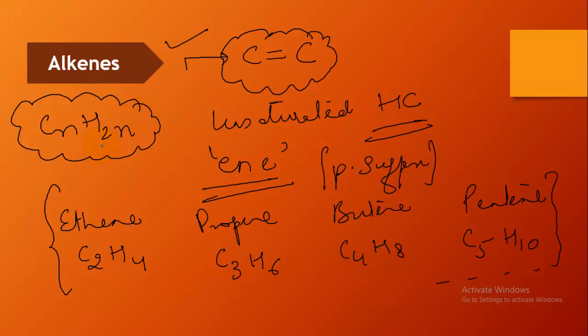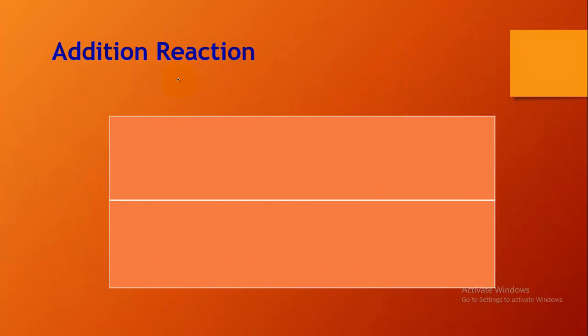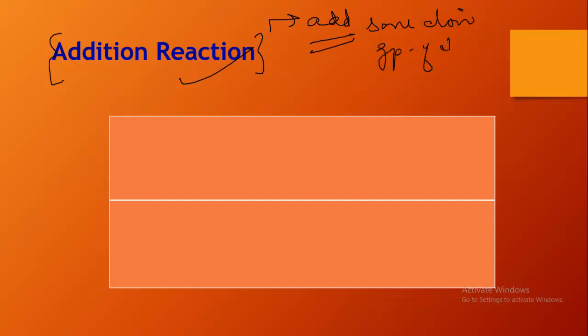Now let's learn what important reactions, or you can say the chemical properties, alkenes possess. They commonly show an addition reaction. First, what is an addition reaction? Look, an addition reaction is a reaction, as the name suggests, that has the ability to add some atom or some group of atoms.